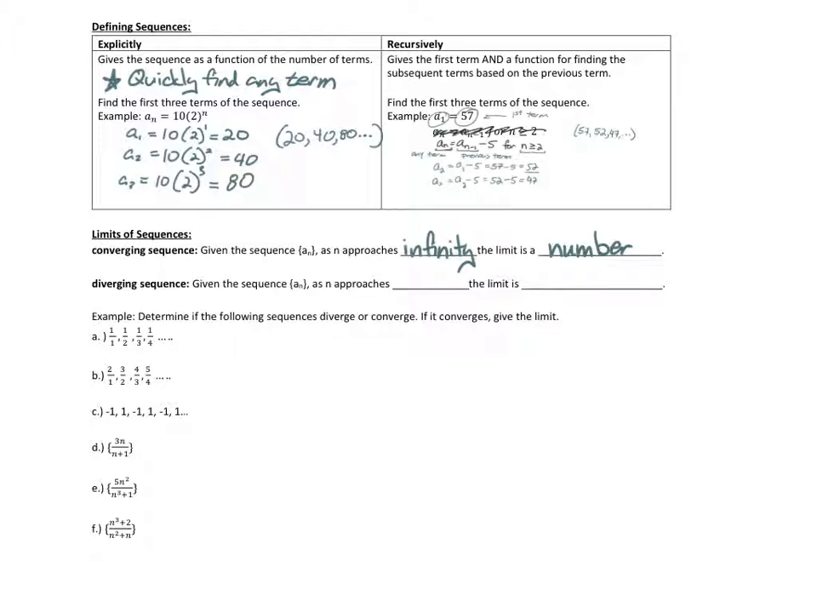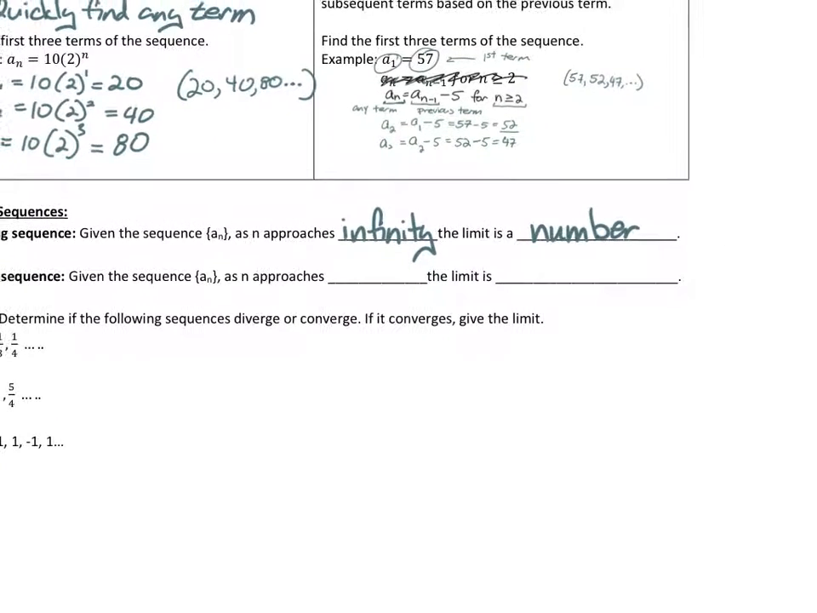For diverging sequences, given the sequence a sub n, as n approaches infinity again, so as our terms are increasing, the limit is infinite or non-existent. So infinite or non-existent.